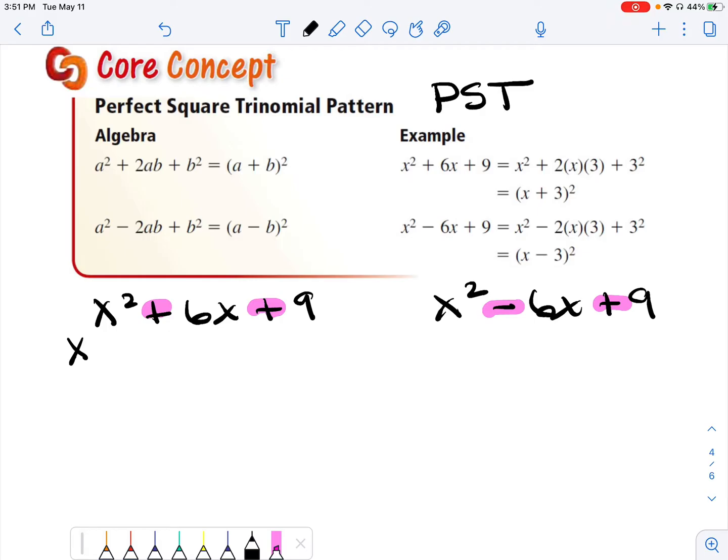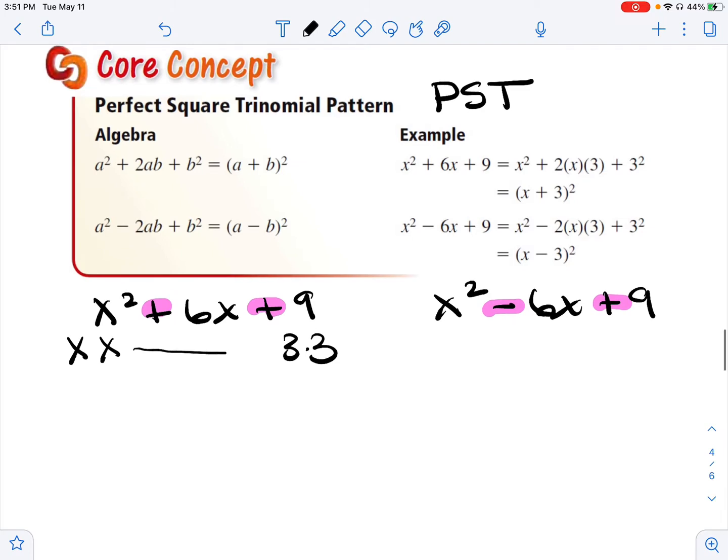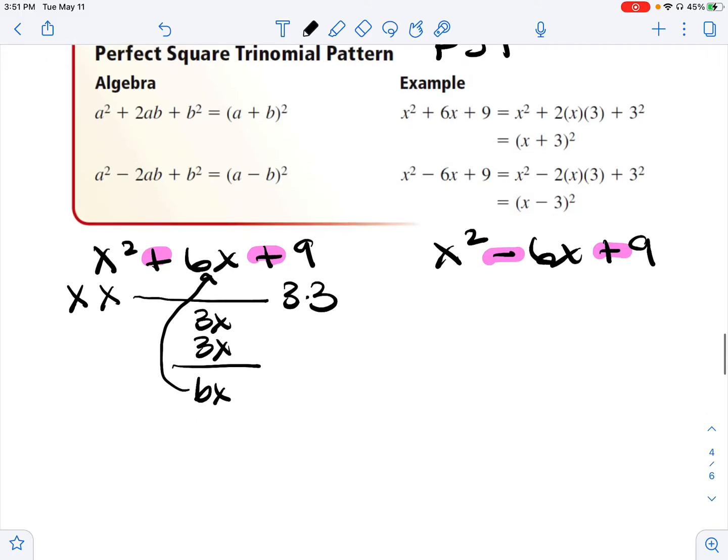Let's do the square root of x squared, which is x times x. The square root of 9, which is 3 times 3. Okay, you can hear me talk about this in class. You're going to squeeze these two together, which means multiply. x times 3 is 3x. And then you're going to double it. So 3x plus 3x, and that's going to be 6x. If that becomes that middle term, then you know it's a perfect square trinomial.